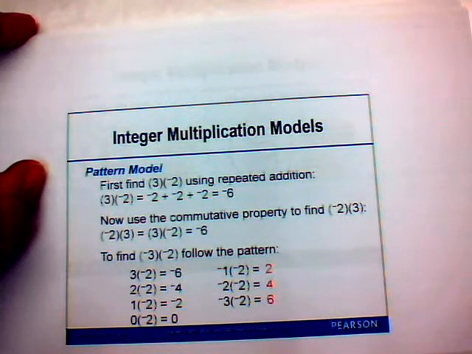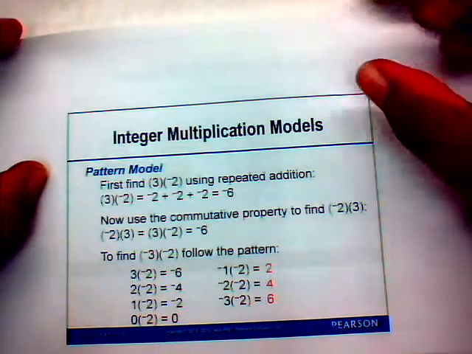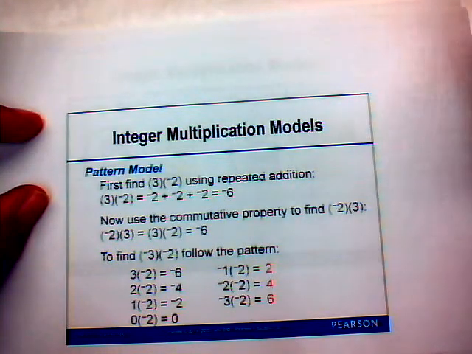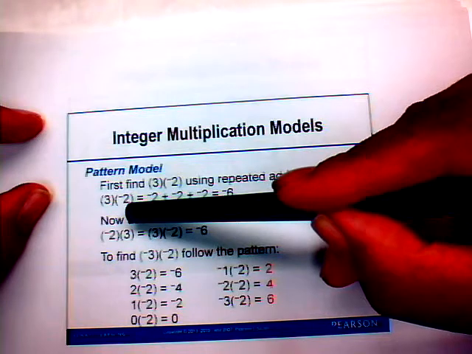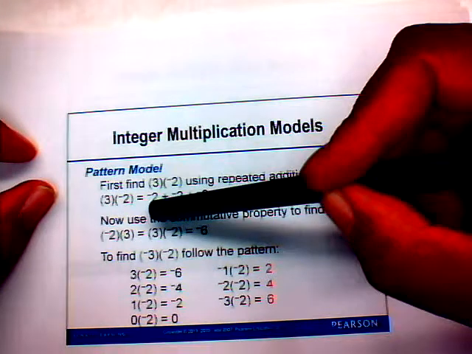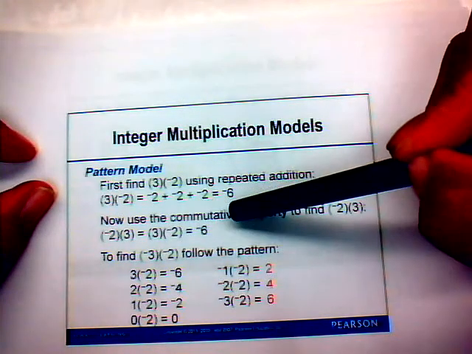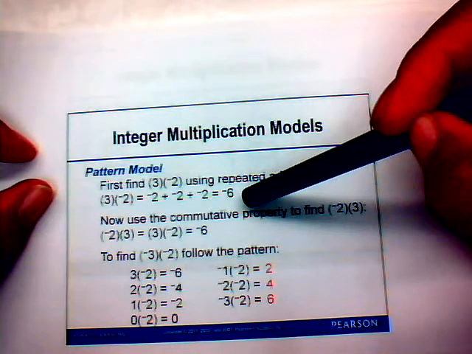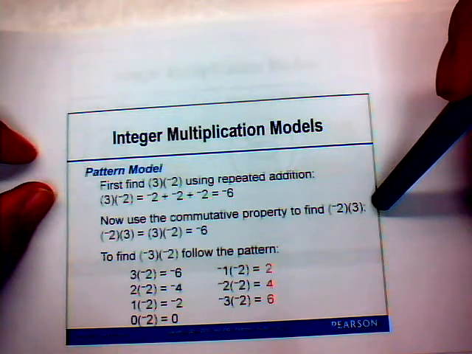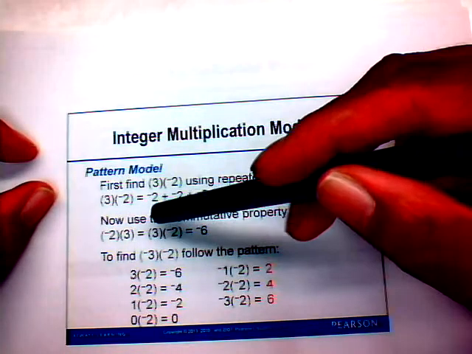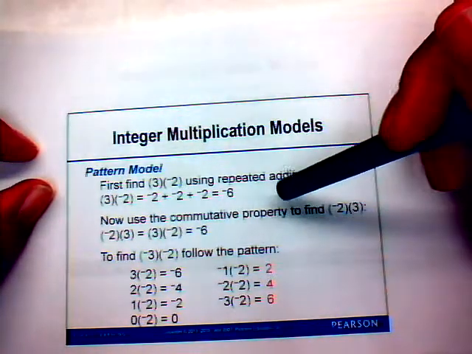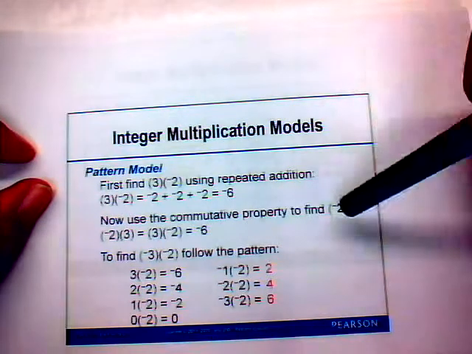Okay, let's look at some models that deal with integer multiplication. One of them is the pattern model. Here we want to first find 3 times negative 2 using repeated addition. Here, 3 times negative 2 means that negative 2 is going to be added 3 times. So if you add negative 2 plus negative 2 plus negative 2, you're going to end up with negative 6. Now you can use the commutative property to find negative 2 times 3. Here, negative 2 times 3 is the same as 3 times negative 2, which is also negative 6. If you recall, the commutative property means that the order does not change the answer.